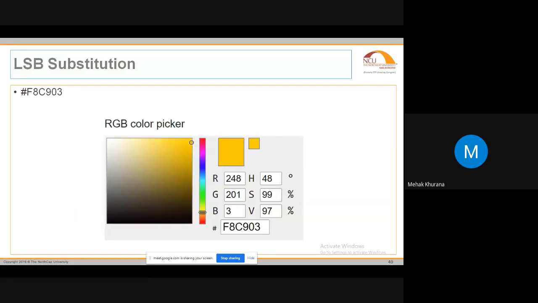So you can see here that I didn't know what exactly the color was that was formed. So I took a link from the internet with the help of which I've converted the RGB color to the actual color. I have added these values: 248 in the red, 201 in the green, and 3 in the blue, which was the actual value in the previous image.